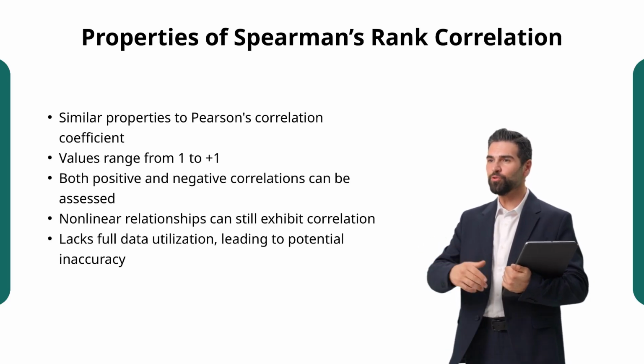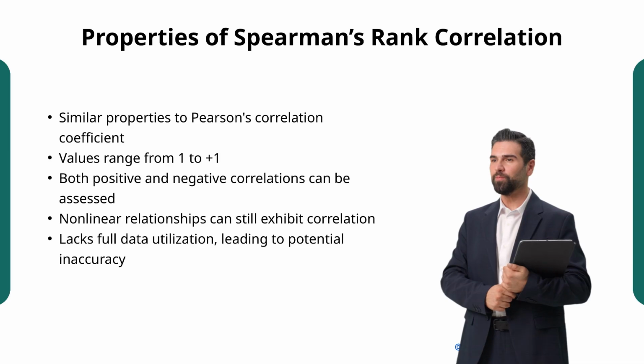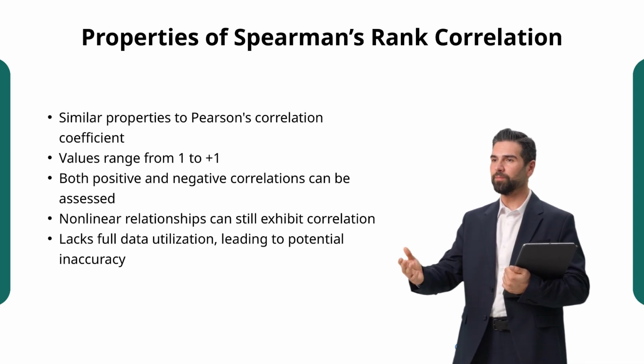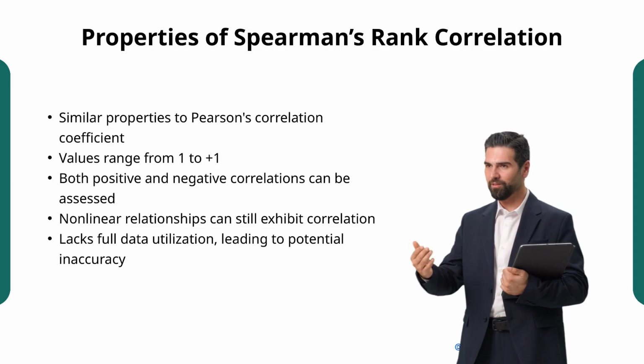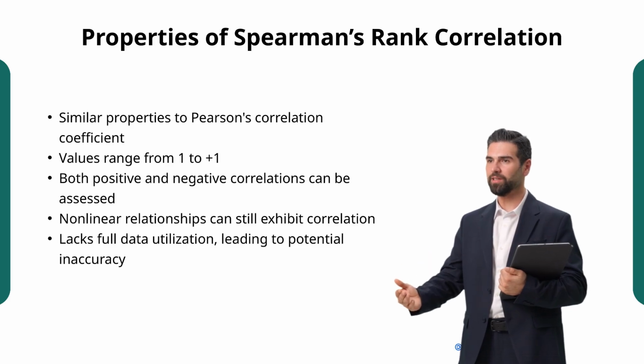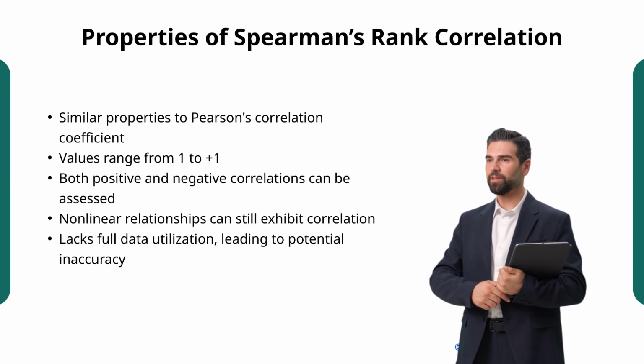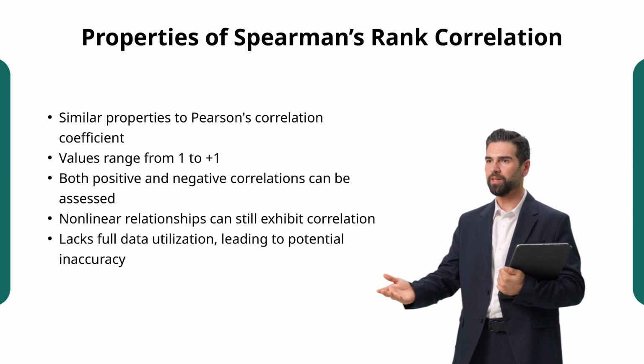However, we must remember that while these properties provide useful insights, Spearman's correlation still has significant limitations. It doesn't capture all the information that raw data would provide, leading to potential inaccuracies. Therefore, it's crucial to consider what type of data you're dealing with when employing Spearman's method. Being aware of these properties will help you make informed decisions in your analysis.